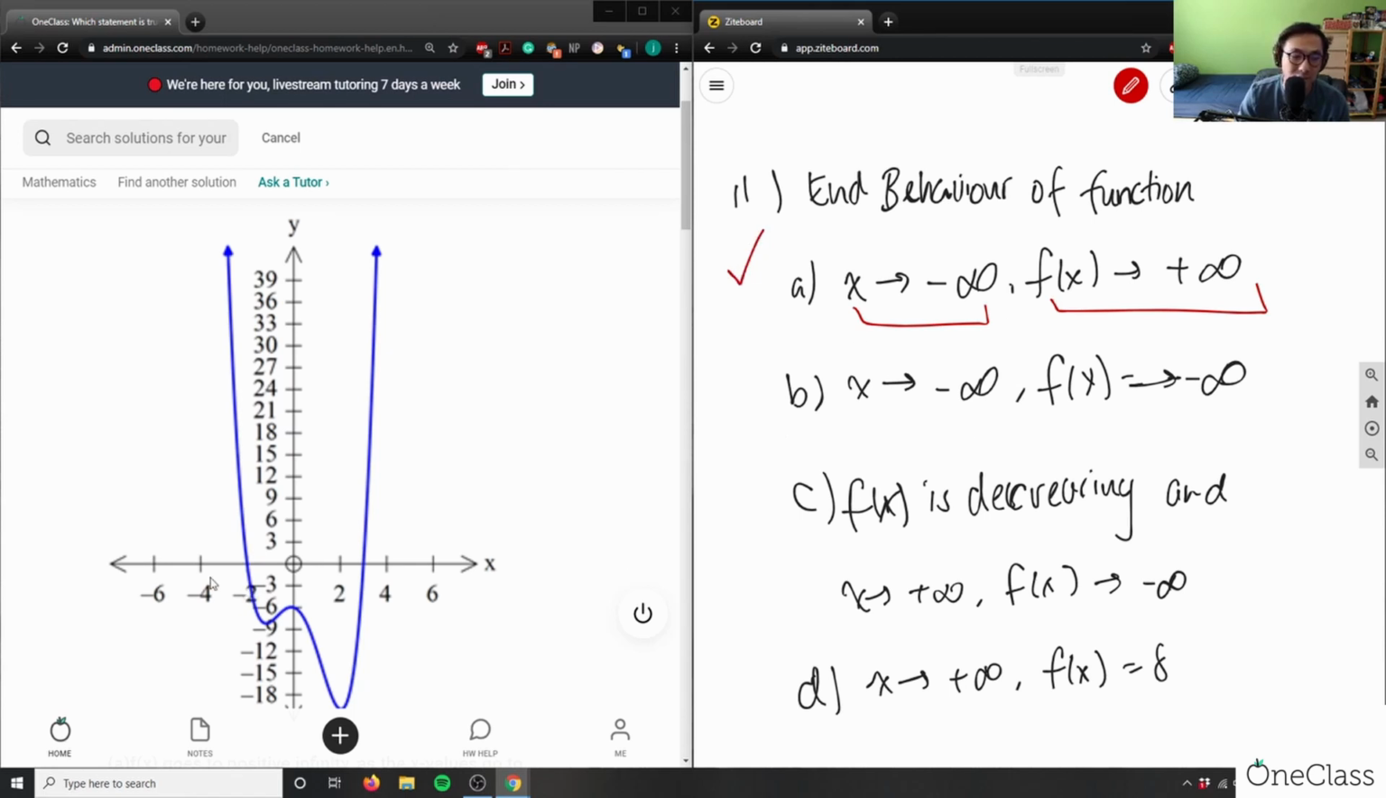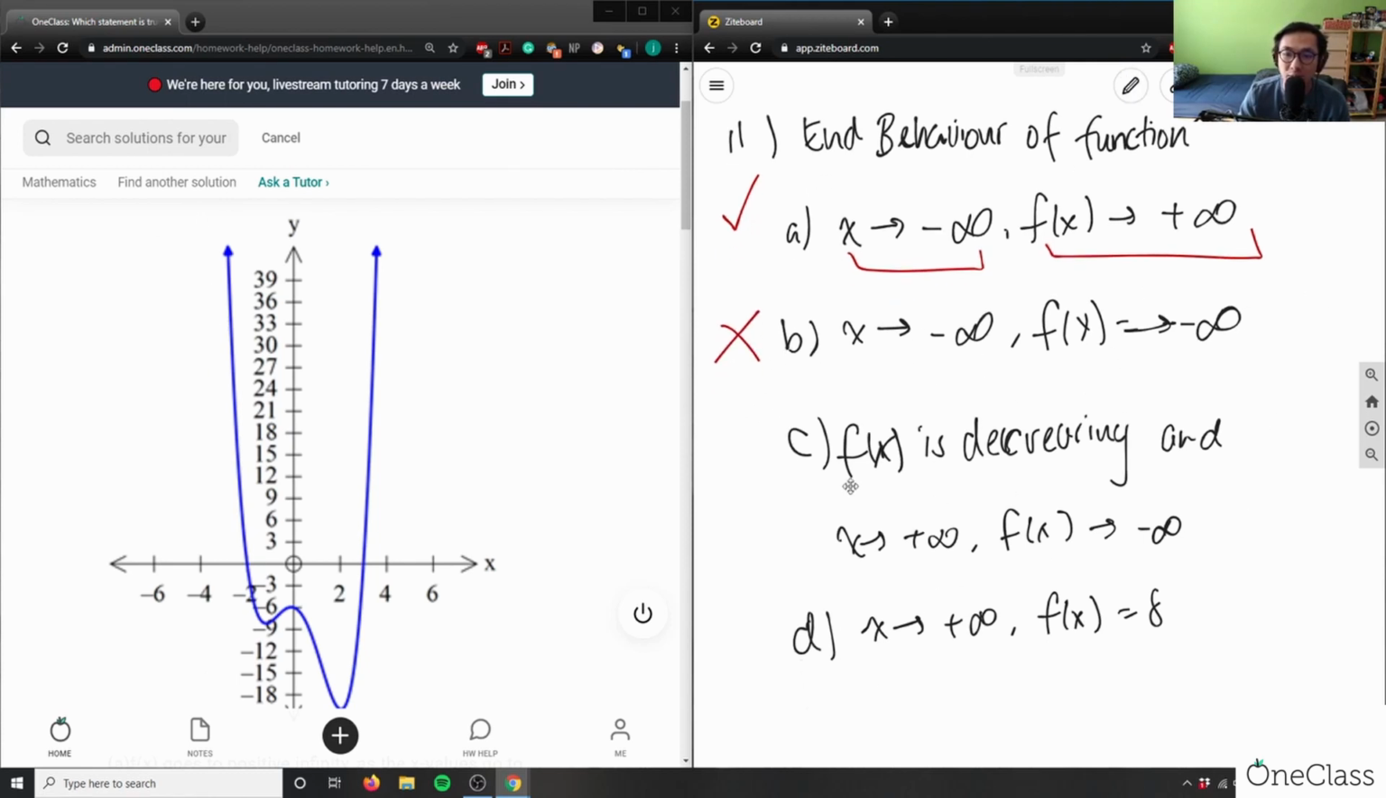B here, as x approaches negative infinity, f of x approaches negative infinity. That's incorrect, right? My function here is going up. My y is going up and not down. This here is wrong. C says f of x is decreasing, and as x approaches positive infinity, f of x goes to negative infinity. As I approach positive infinity, f of x actually also goes to positive infinity. So this here is incorrect.